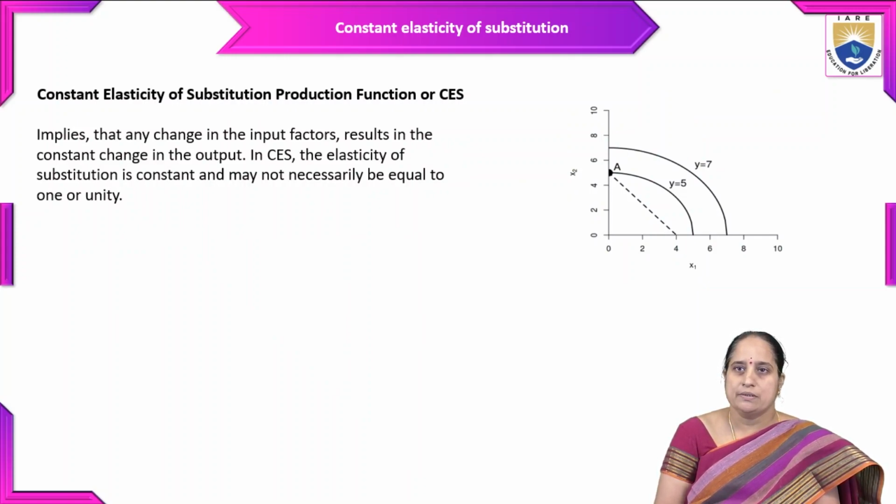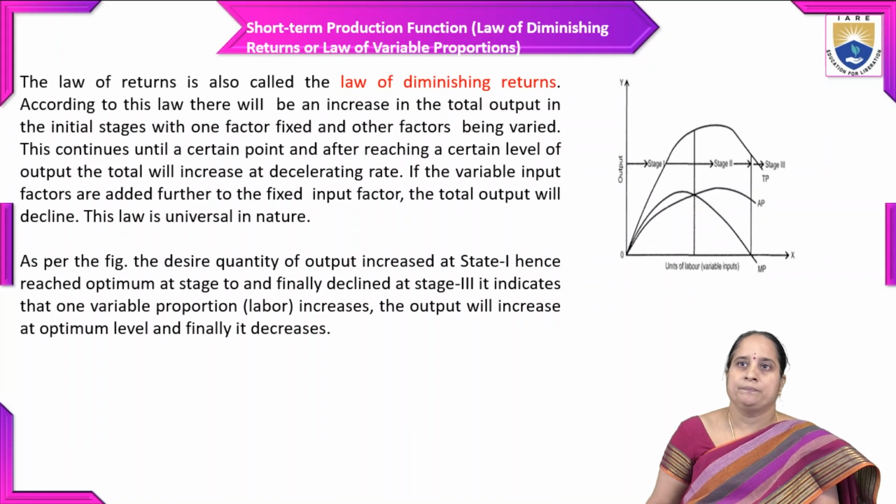Then comes constant elasticity of substitution. It implies that any change in the input factors results in a constant change in the output. In CES, the elasticity of substitution is constant and may not necessarily be equal to 1 or unity. So whatever elasticity or change you are talking about in the input, it may be the same in the case of output.